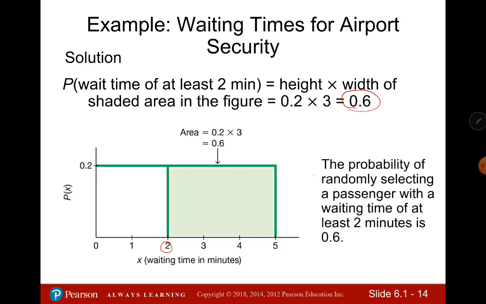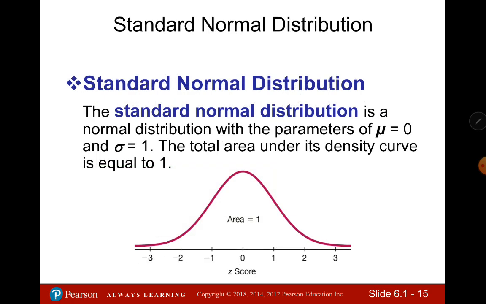So this is the interpretation. The probability is 0.6. Now we go back to our standard normal distribution. Remember, the uniform distribution is not our final goal. We will focus on the standard normal distribution, but the uniform distribution just helps us understand the relationship between the probability and the area under the curve.